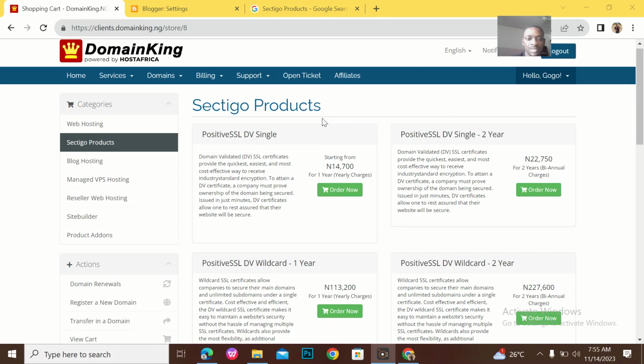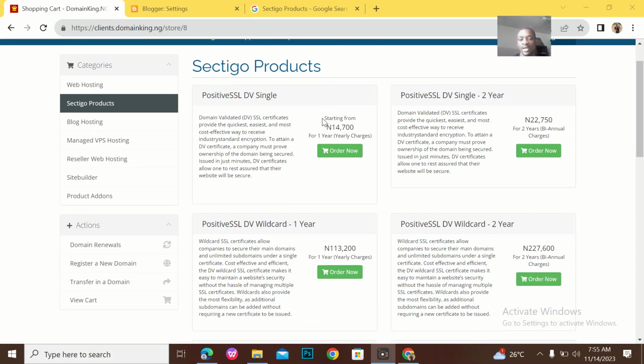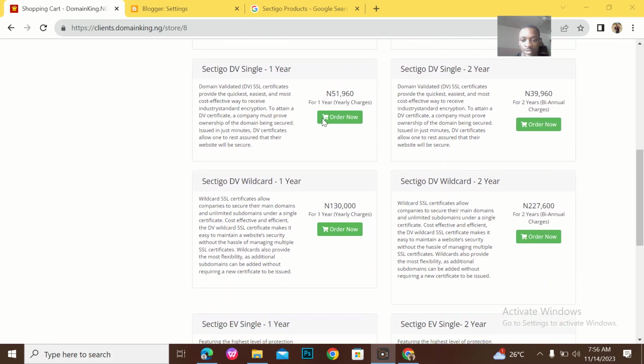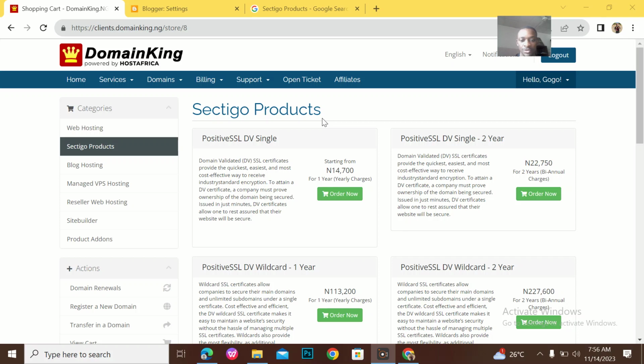Guys, we'll be talking about Sectigo products and the pricing. How you can buy a Sectigo product on Domainking. So right here are the various types of Sectigo products.